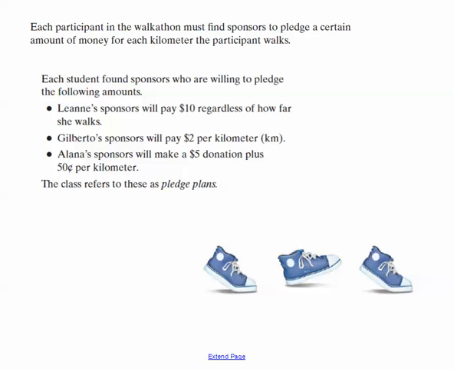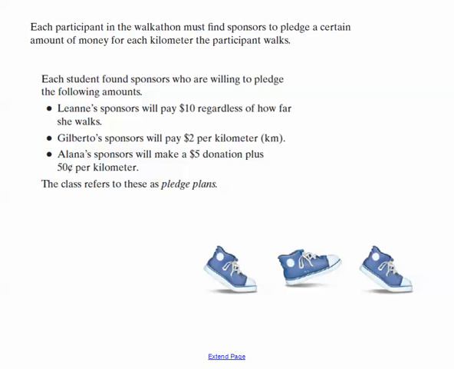or the ways that the students decided to collect the money for their walkathon. So today we have the same three students giving us their information and how they plan on collecting from their sponsors. Leanne has decided that her sponsors are going to pay $10 to her regardless of how far she walks. So if she walks 0 kilometers, they're going to donate $10. If she walks 5 kilometers, they'll donate $10. Her distance doesn't matter here.